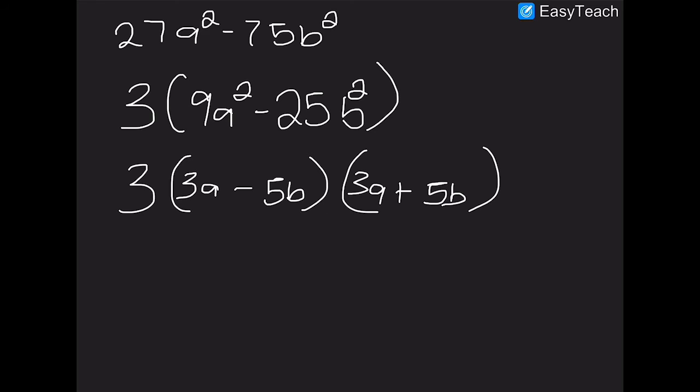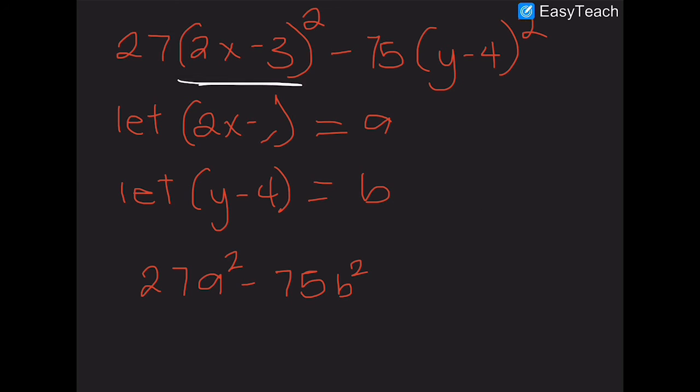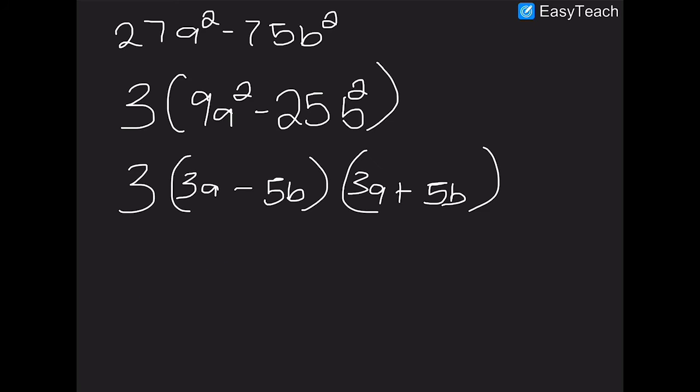So now this is factored, but we're not done. Again, we're going to replace wherever we see our a with 2x minus 3, right? From this last page, we have 2x minus 3 for a, and then we have y minus 4 for b. So we're going to replace our a's with that and replace our b's with that. It's going to get a little tedious, but we're going to do that.